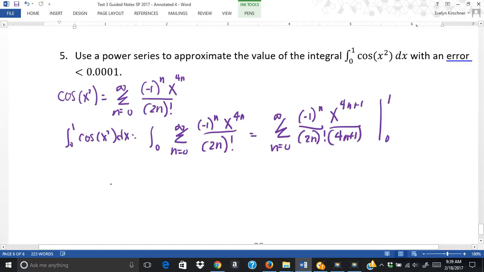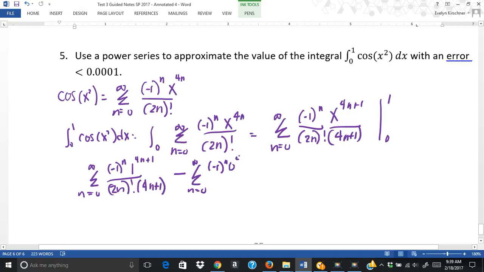If I evaluate it at 1, it's the sum from n equals 0 to infinity of (-1)^n, 1 to the 4n plus 1, which is just 1, over (2n)! times (4n plus 1), minus the sum of (-1)^n times 0 to the 4n plus 1, which is 0, so that becomes 0. So I just have this term here. For my error, this is just 1 over (2n)! times (4n plus 1).